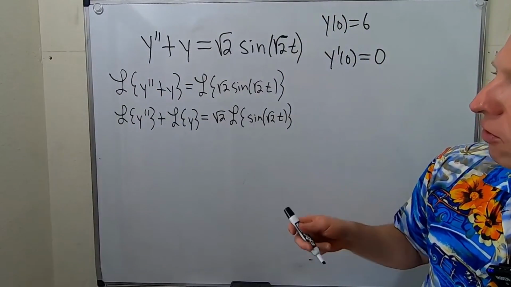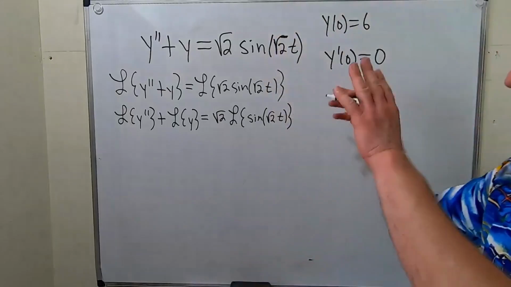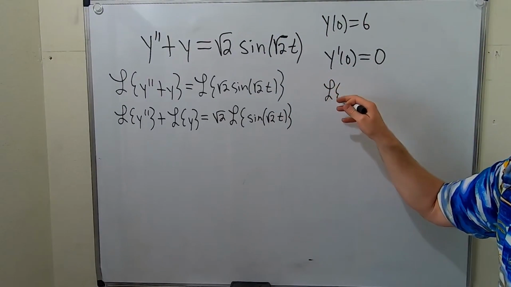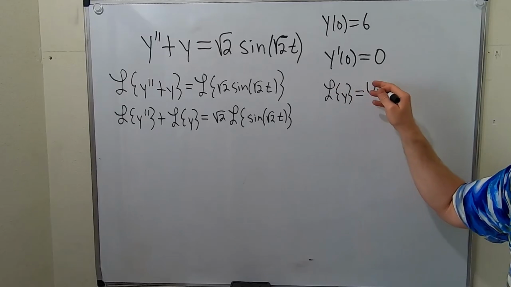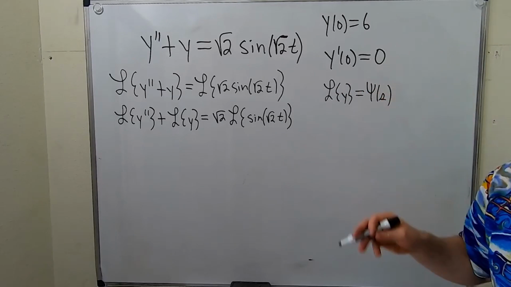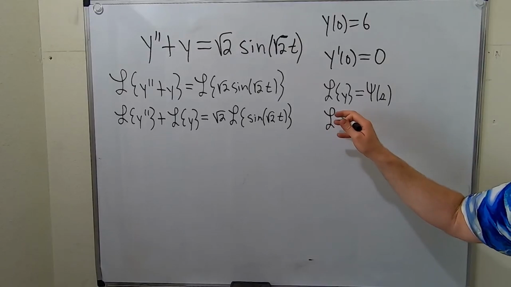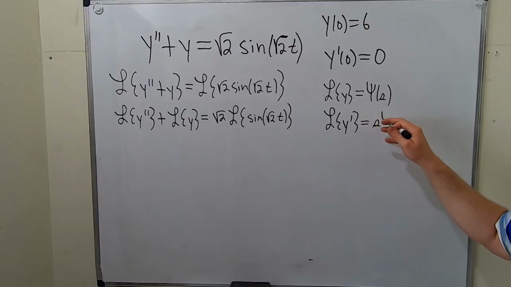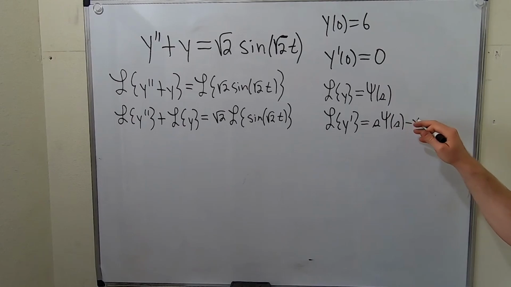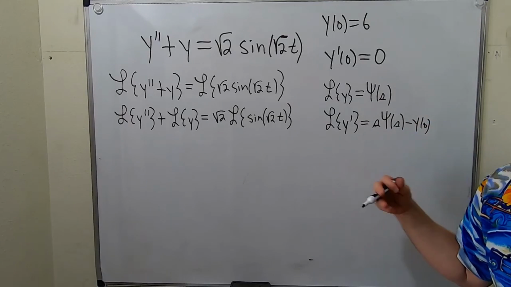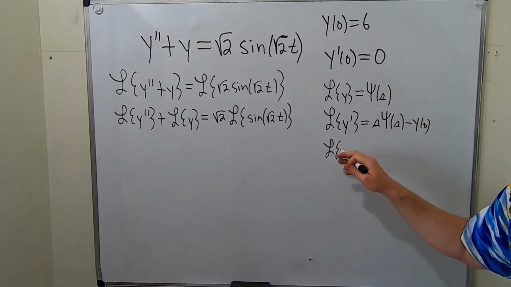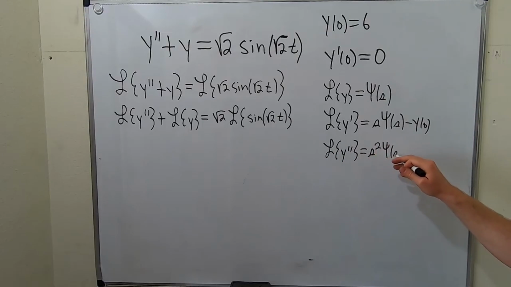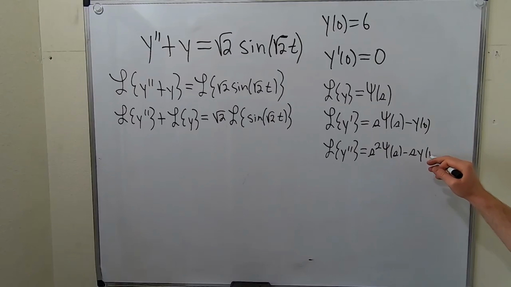So now we have to use the formulas. There's multiple formulas. Let me refresh your memory in case you've never seen this before. The first formula says that the Laplace of y is equal to psi of s. I call it pitchfork y. That's just what I call it. Then the second formula, which we don't need in this problem, but I'll write it anyway for completeness, is s pitchfork y of s minus y of 0. And the third formula that we often need is the one for the second derivative. That's going to be s squared pitchfork y of s minus s y of 0 minus y prime of 0.